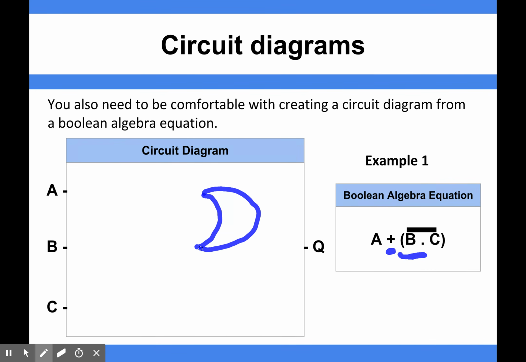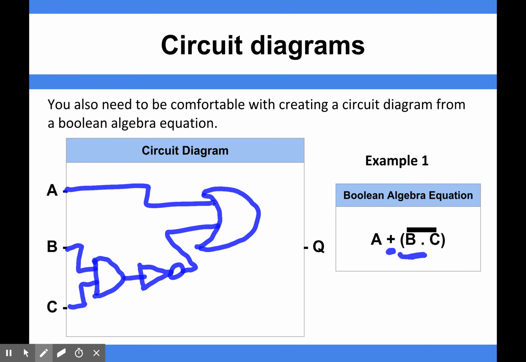We then need to look at the others. So we've got B and C knotted. So B and C, like that. That's an AND gate. Then that's knotted. And then we've got an OR gate between that, like that. So that's a circuit diagram for that equation there.